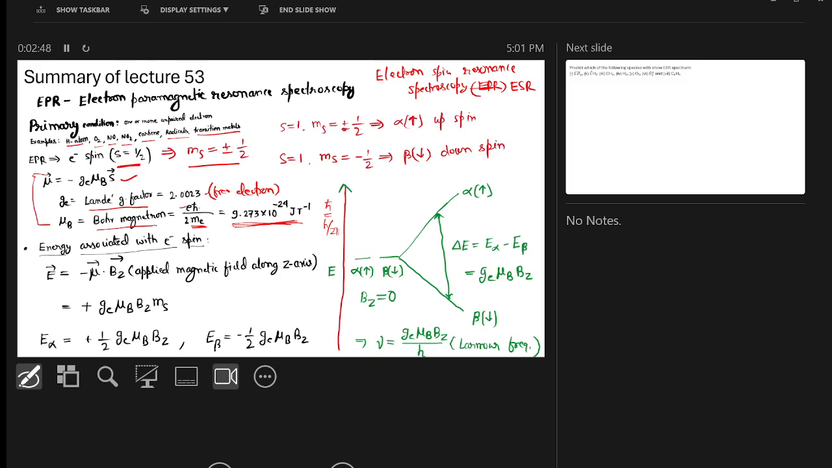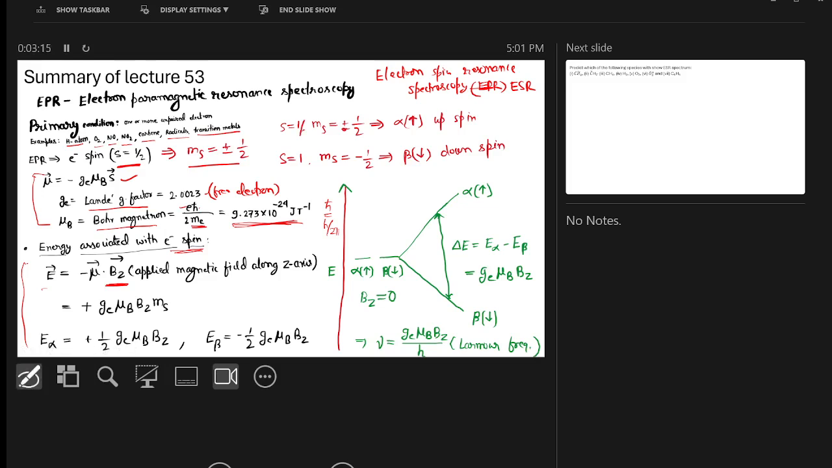Okay. Now the energy associated with this electron spin can be calculated by using this equation. E is minus mu dot Bz. What is this Bz? We will come to this again, so we are leaving this part. First we will try to understand here.